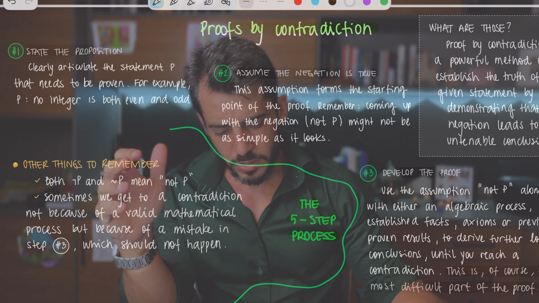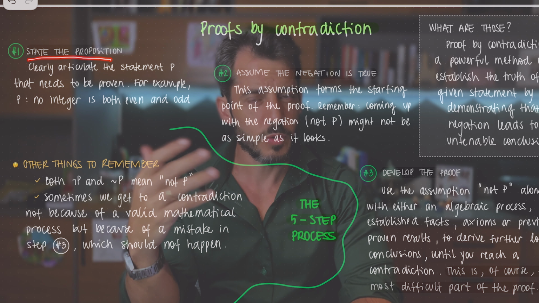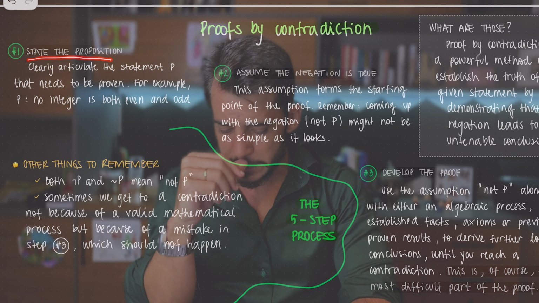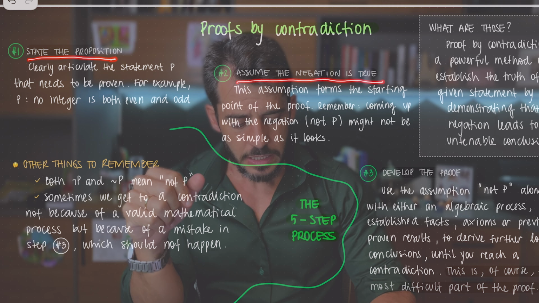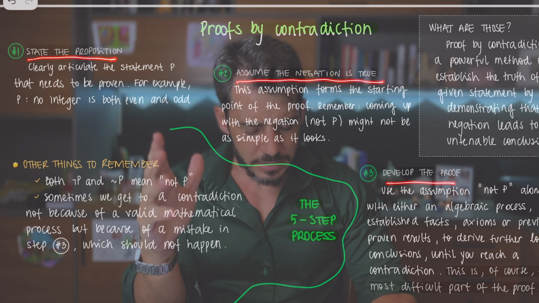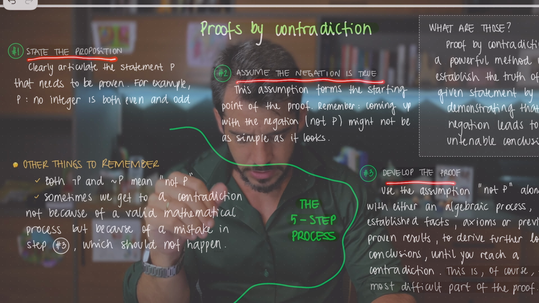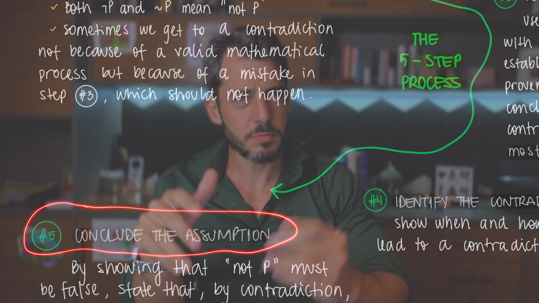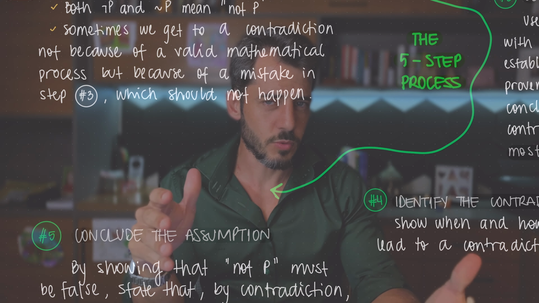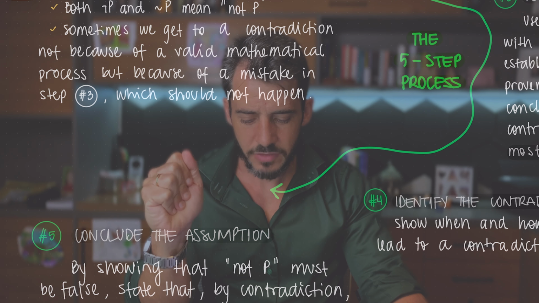The 5-step process involves the following steps: stating the proposition, what we're proving to be true, right? Then we assume the negation is true, not P is true. We develop the proof, we get some sort of nonsense, we identify that nonsense, that contradiction, and then lastly, we conclude that by contradiction, the assumption or the proposition P is true. So those are the 5 steps.